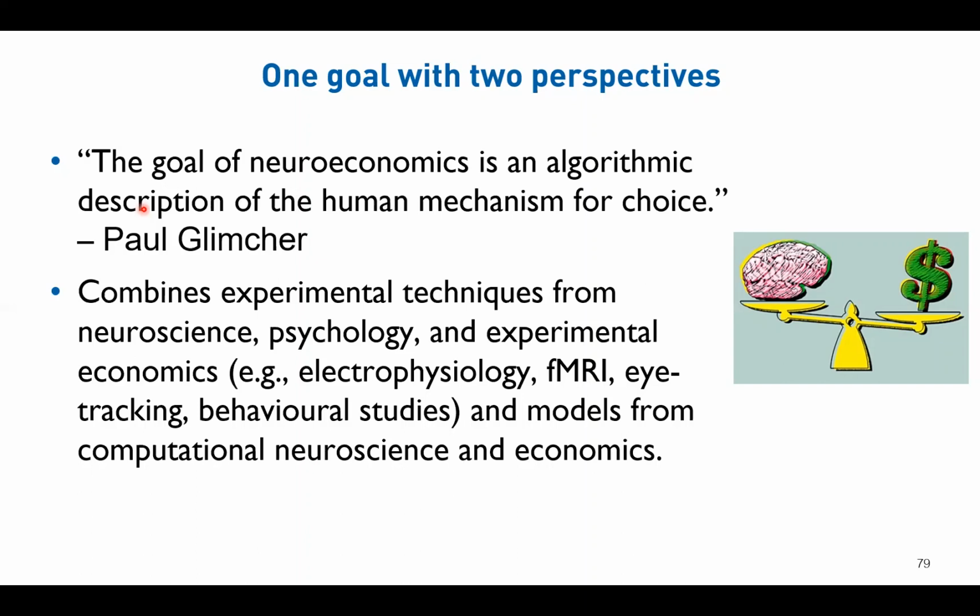So this is the one goal, and different perspectives. This field combines experimental techniques from neuroscience, psychology, and experimental economics. Those methods include electrophysiology, fMRI, eye tracking, behavioral measurements, and also, again, computational models, from neuroscience and also from economics. So the perspectives are twofold. One is from the more experimental part, the other is from the more computational part. Okay, good. So one goal, two perspectives.